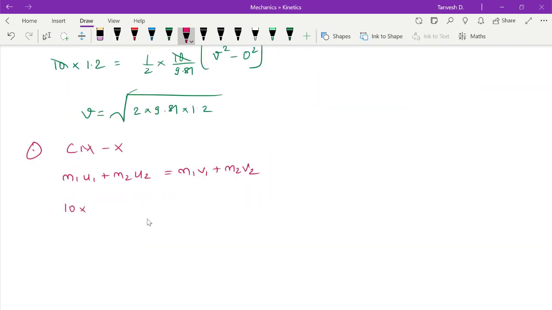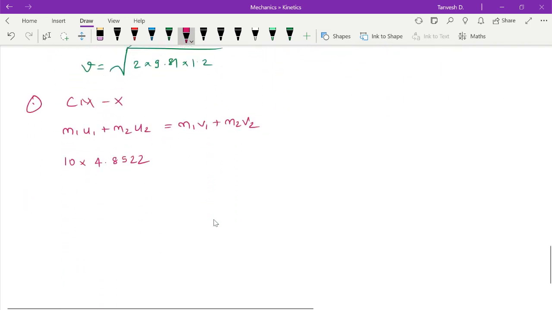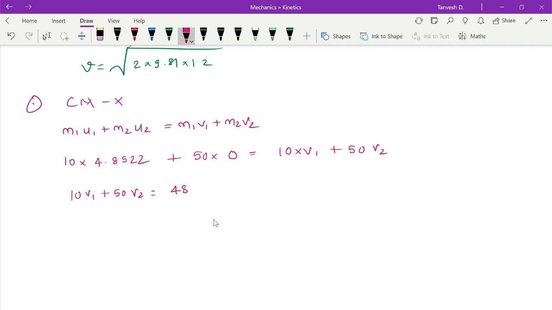10 into u1, which we got as 4.8522. Now see, this u1 is basically in this direction. Plus 50 into u2, and u2 is 0, is equal to 10 into v1 plus 50 into v2. So we get one equation: 10 v1 plus 50 v2 is equal to 48.5222.